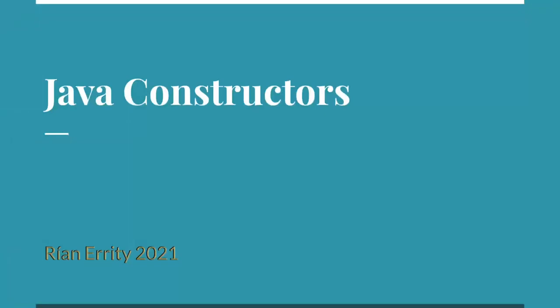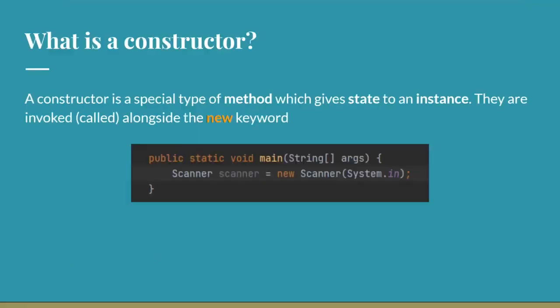Alright, so today I'm going to record a quick video here on Java constructors, which are a special type of method which gives state to an instance. So that's just a fancy way of saying that we're going to initialize the values or fields within an object. And they are invoked by using the new keyword as I have below here.